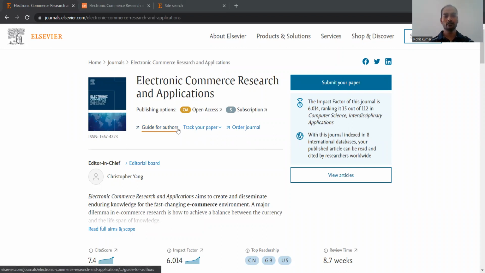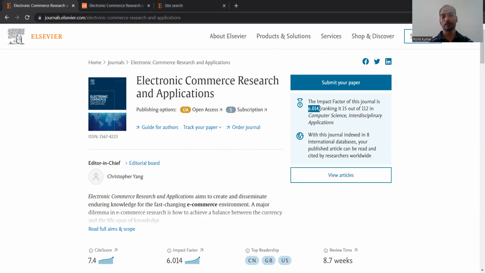The journal is not very popular among common researchers. Not very popular doesn't mean its research is not known by many people, because you can see here that the impact factor is quite high.